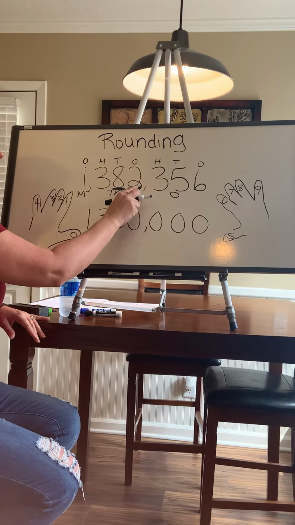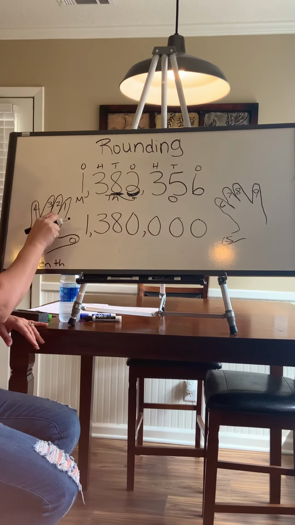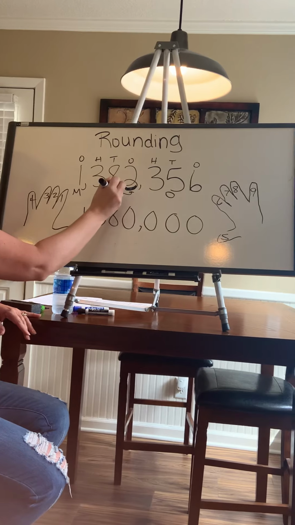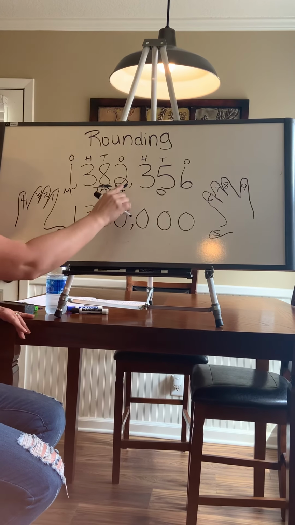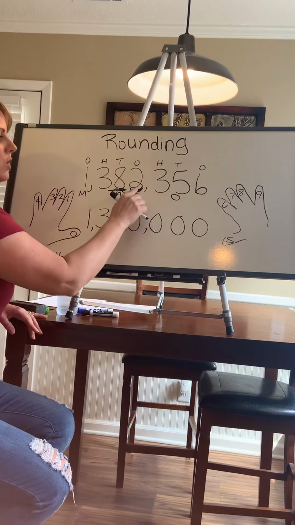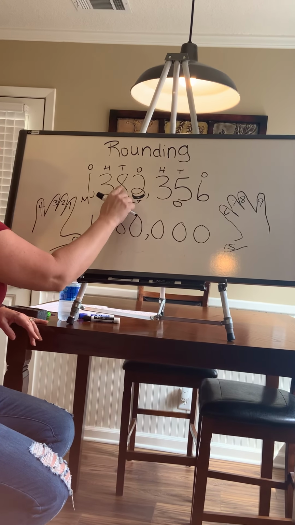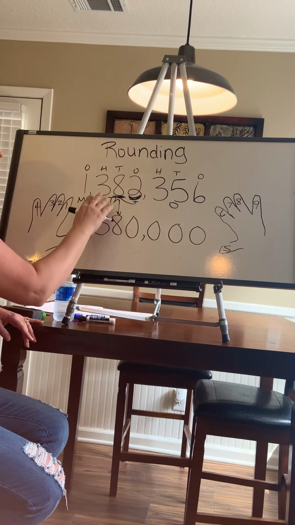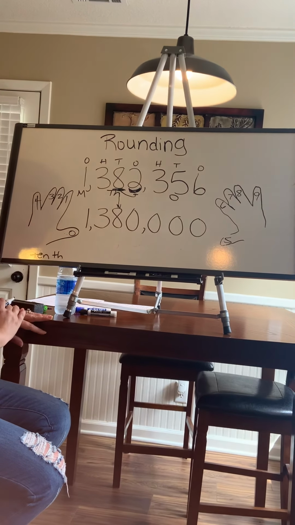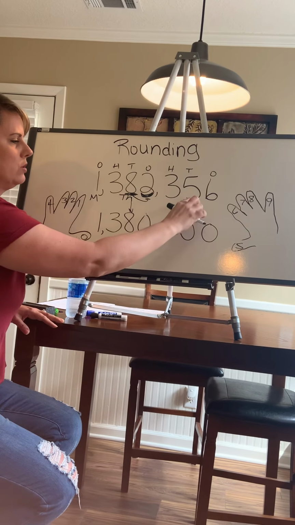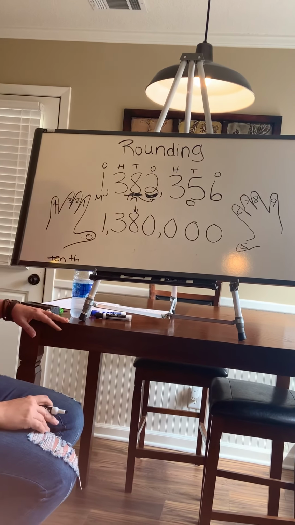If the bossy digit is 4 or less, you're going to let it rest. It's just going to stay the same. But if that bossy digit is 5 or more, you're going to raise the score, which means you would add 1. So this would have been a 9. And then everything before stays the same. And everything after just turns into zeros.